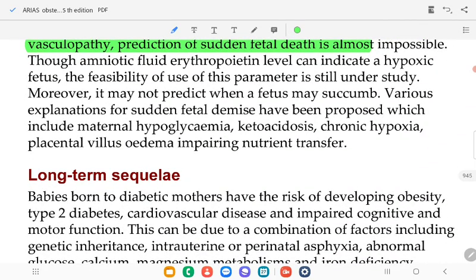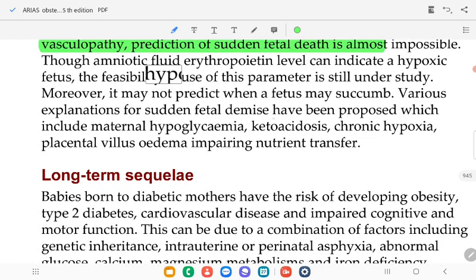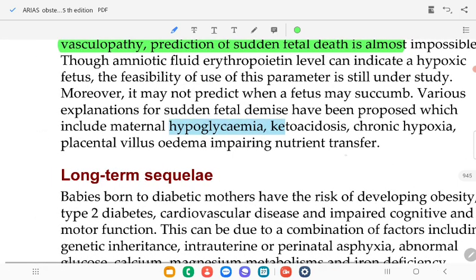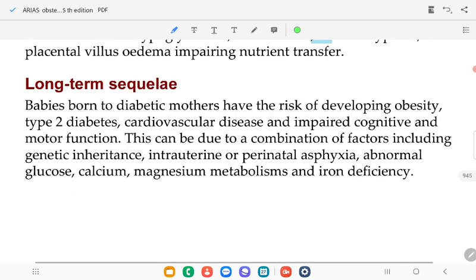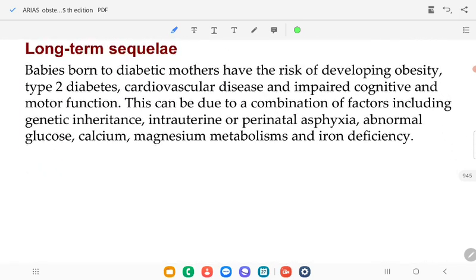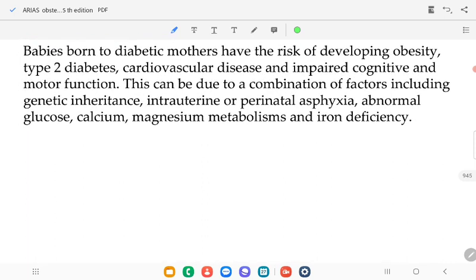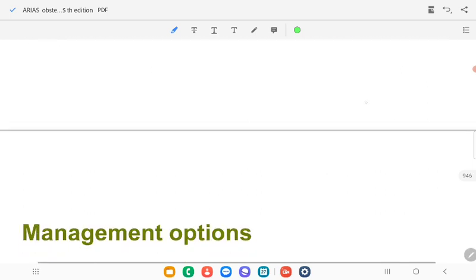Various explanations of sudden fetal demise have been proposed, including maternal hypoglycemia, ketoacidosis, chronic hypoxia, and placental villus edema impairing nutrient transfer. What are the long-term sequelae? Babies born to diabetic mothers have the risk of developing obesity, type 2 diabetes mellitus, cardiovascular disease, and impaired cognitive and motor function. This can be due to a combination of factors including genetic inheritance, intrauterine perinatal asphyxia, abnormal glucose and magnesium metabolism, and iron deficiency.